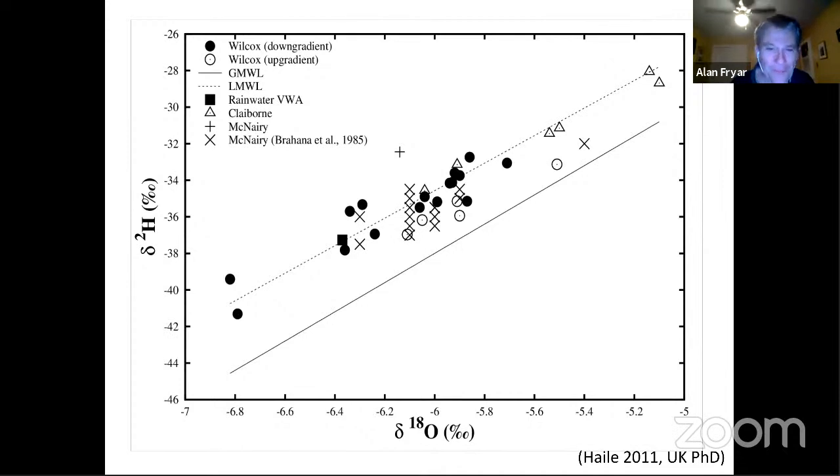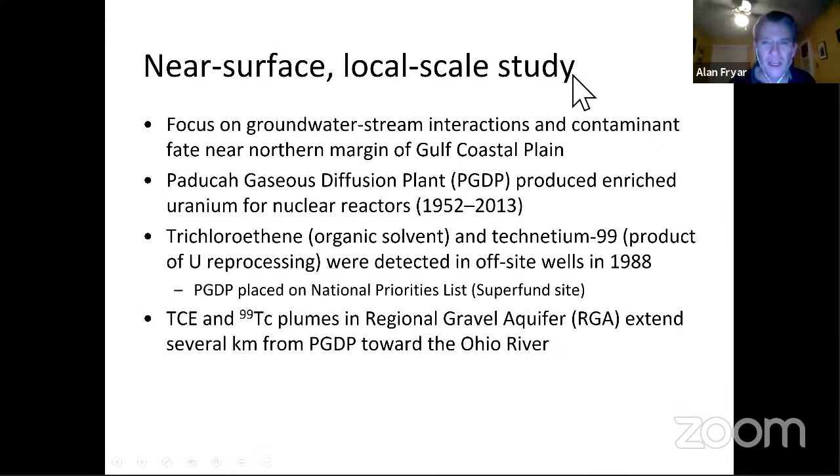I understand. You're welcome. Okay, so let me go on and I'll finish then, and then I'll see if there are any other questions. We're talking about my contamination study. As I mentioned, this is in the same general region of the United States, but it's at the northern limit of the Gulf Coastal Plain. And this is a study that also ties into some of the work that I was doing on groundwater stream interactions.